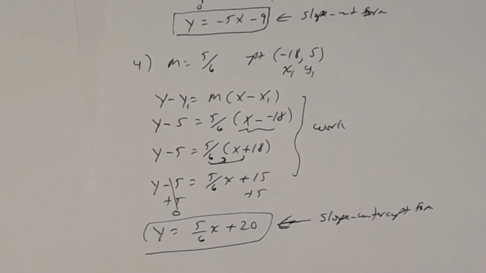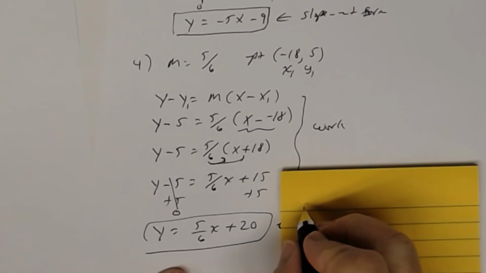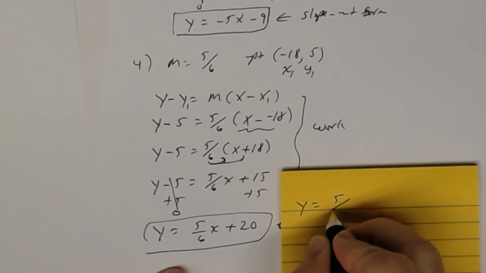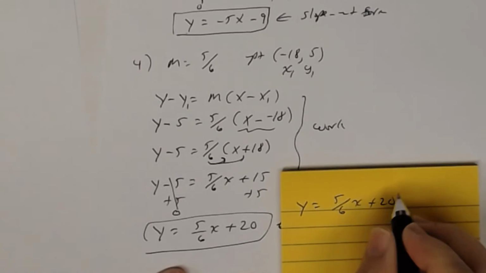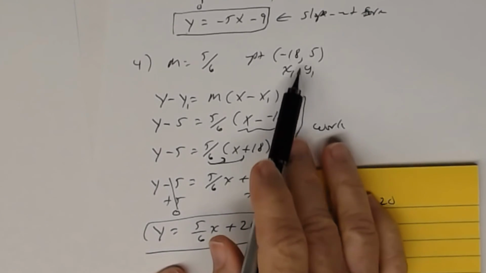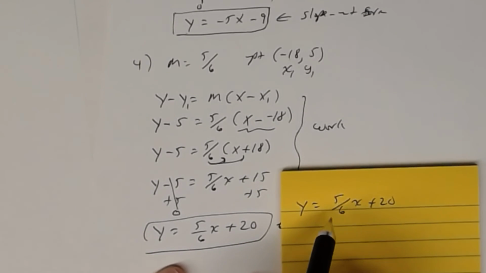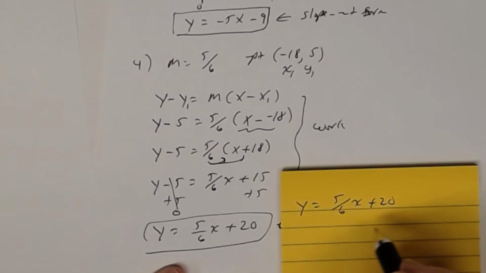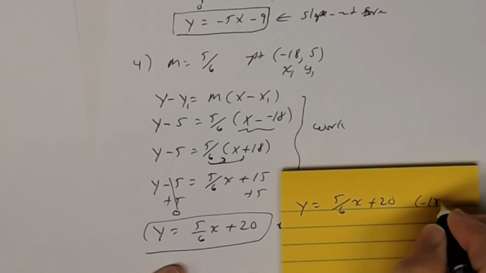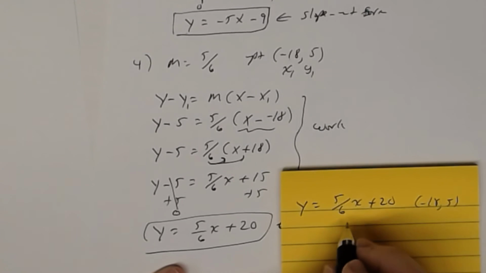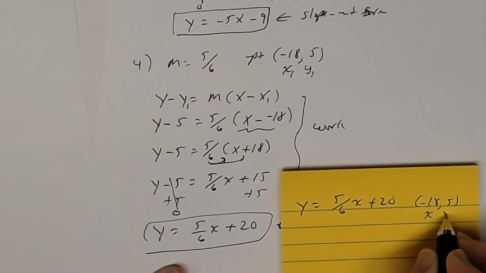But again, you can check, right? You can always check these. So let's just quickly check. We do have time. So you have y equals 5/6x plus 20. I want to see if this point right here is on this line, or satisfies this equation. So negative 18, 5. In place of x, I'll substitute negative 18. In place of y, I will substitute 5.